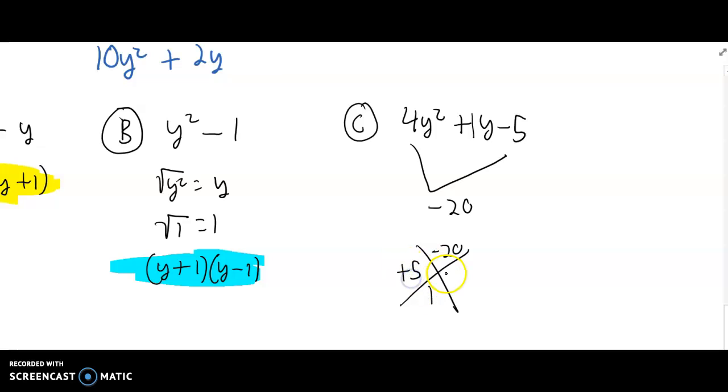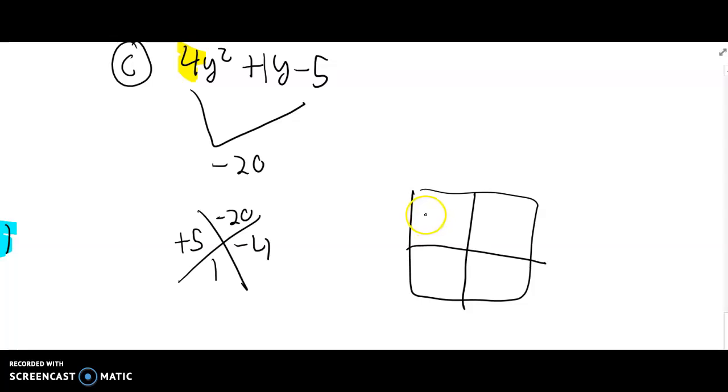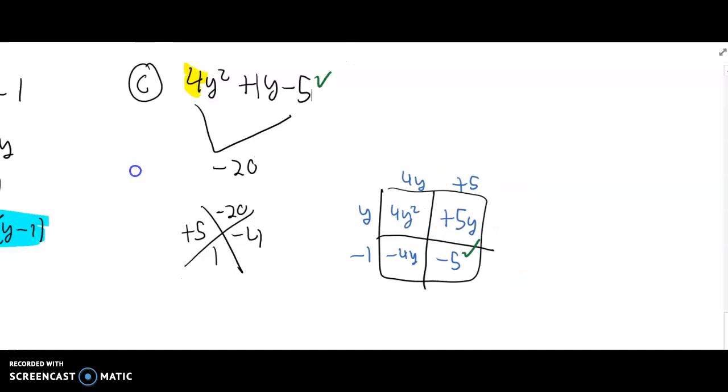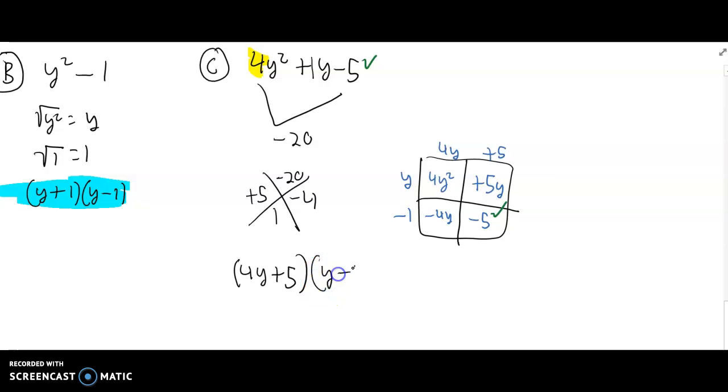Let's do positive 5 and negative 4. I do need to make a square because my a value is not 1. It is 4 in this case. So in here, I've got 4y squared. We're going to take out 4y and y. Minus 4y, I can take out a minus 1, plus 5y, 5 minus 5. Great, that checks out. So my factors here are 4y plus 5 and y minus 1. And this is our green part C.